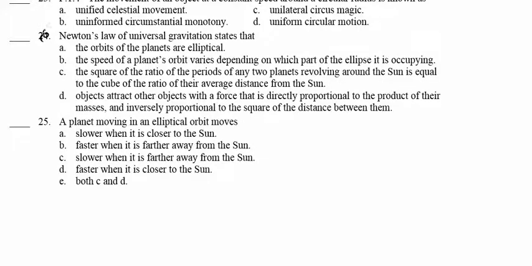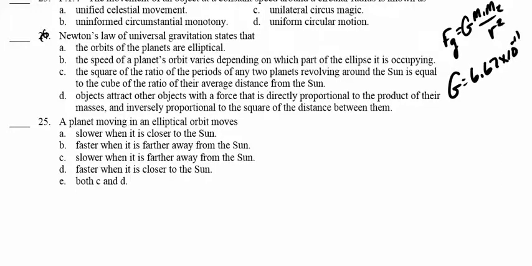Okay, we're going to look at number 24 here. Newton's law of universal gravitation states that... well, let's do a quick review. Newton's universal law of gravitation was Fg, meaning the force of gravity, equals capital G times m1 m2 over r squared. And capital G in this case was 6.67 times 10 to the negative 11th with a bunch of units after it, but that's the main consistent part of it.